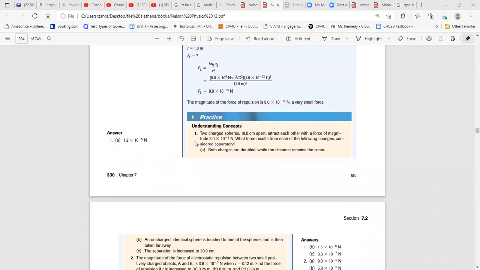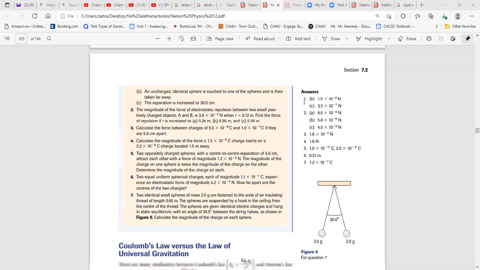For practice, do question number 1 here. Questions 1, 2, 3, 4, 5, 6, and 7 are good practice questions for you to do.